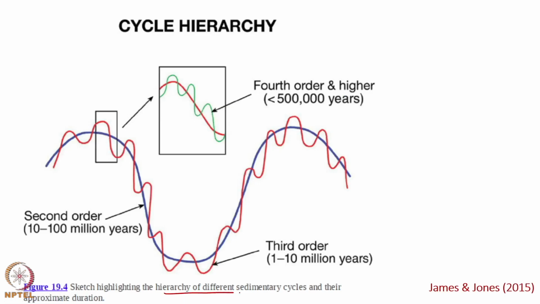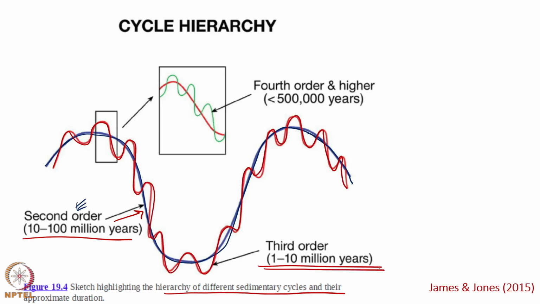The hierarchy of different sedimentary cycles and their approximate duration can be presented in this diagram. When we say the second order cycle is of 10 to 100 million years, it is shown by this blue curve, showing ups and downs cyclicity in sedimentation. Now, the second order cycle can be looked at in more detail, as shown by the red curve showing a lot of local ups and downs. In that case, the third order is of 1 to 10 million years. The third order's duration is obviously less than that of the second order.